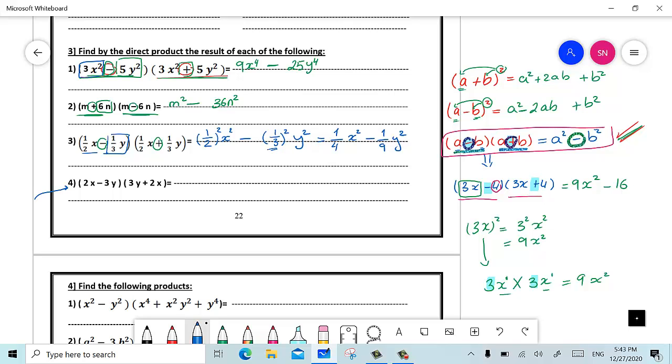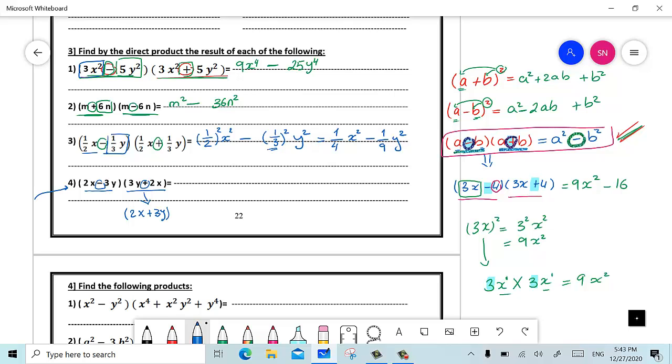So here again we have two binomials. The only difference between them is the sign or the operation between the two terms. Of course here we have 3y plus 2x, and we know that addition is commutative, so it is the same as 2x plus 3y. There is no difference between them.